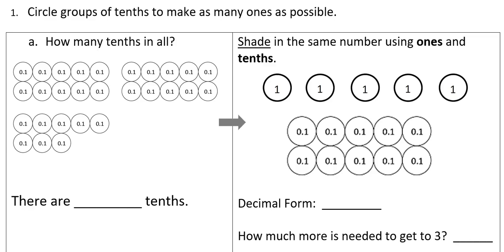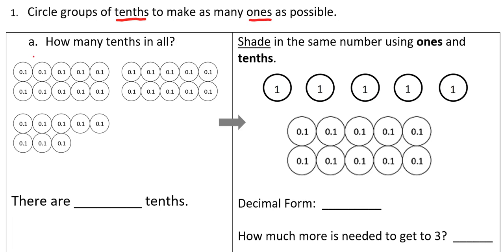This tutorial is for 4th grade, Module 6, Lesson 3. In this lesson, we're going to start by looking at decimals using place value discs. The directions say to circle groups of tenths to make as many ones as possible. Well, I know that it takes 10 tenths to make one whole.